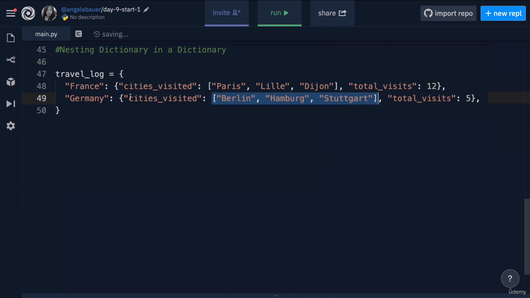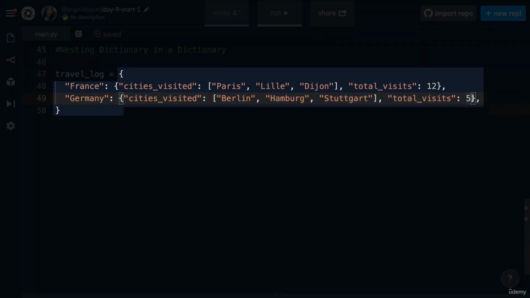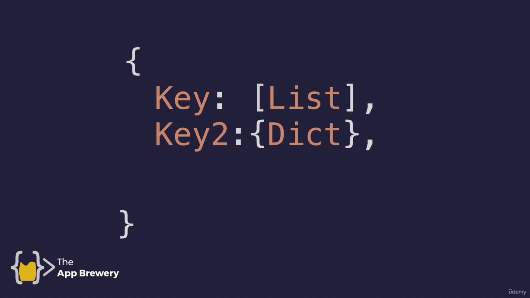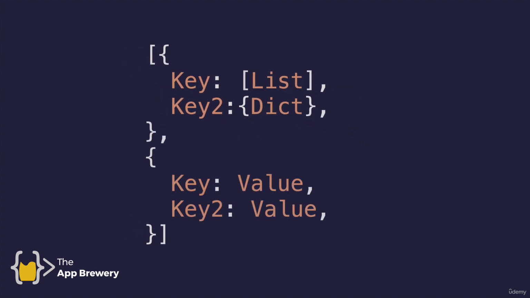And so now our data structure is such that we've got a list nested inside a dictionary, which is in itself nested in another dictionary. Now that we've seen nesting lists inside dictionaries, dictionaries inside dictionaries, the last thing I want to show you is nesting a dictionary inside a list. So we could basically have multiple dictionaries inside a single list.